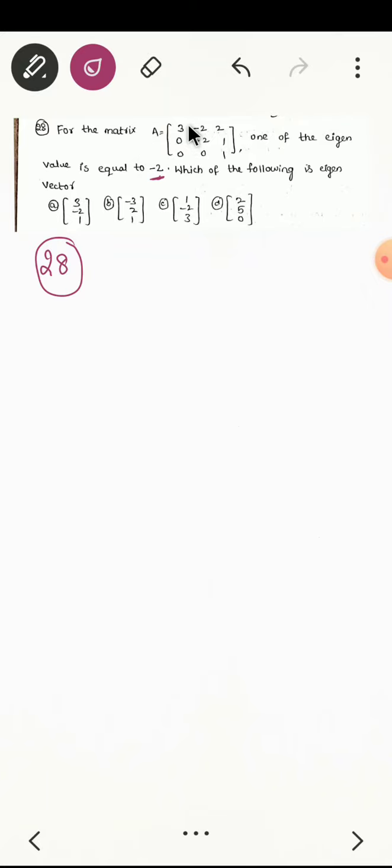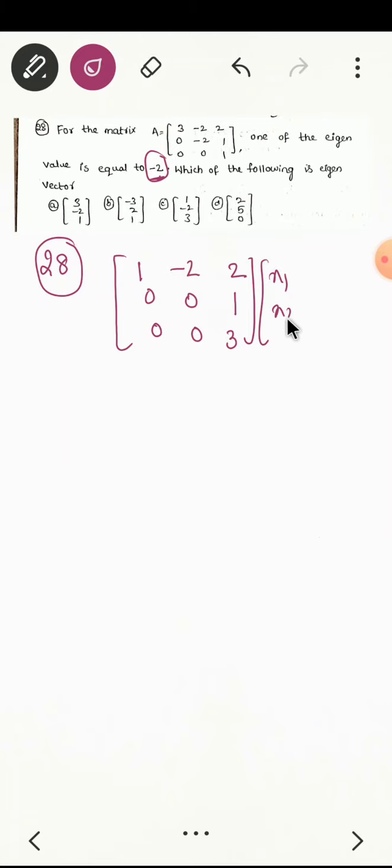So I can substitute -2 here and find the eigenvector related to -2. 3 minus 2 is how much? The rows are 1 minus 2, 2, 0; then minus 2 minus of -2, 0, 1; then 0, 0, 1 minus 2, 1 minus of -2, 3. Okay, now x1 x2 x3. If you are getting any confusion, first write minus lambda minus lambda minus lambda. Now substitute the values of lambda and you will get this matrix times x1 x2 x3 equal to 0 0 0.